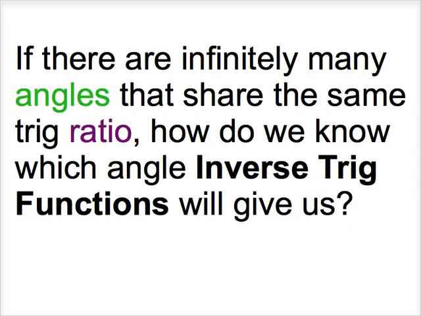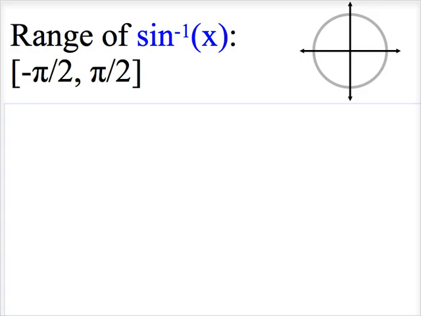Alright, so if there are infinitely many angles that share the same trig ratio, if there are infinitely many solutions, how do I know which one the inverse trig function is going to give me? Well, let's clear that up right now. When you're dealing with inverse sine, you will always get an angle that is somewhere between -pi/2 and pi/2. So if you envision that on the unit circle, -pi/2 all the way up to pi/2, that means you're always going to get an angle in the fourth or first quadrant, no exceptions.